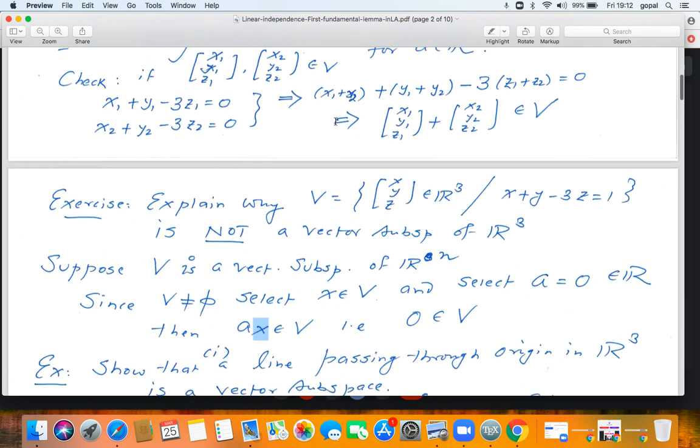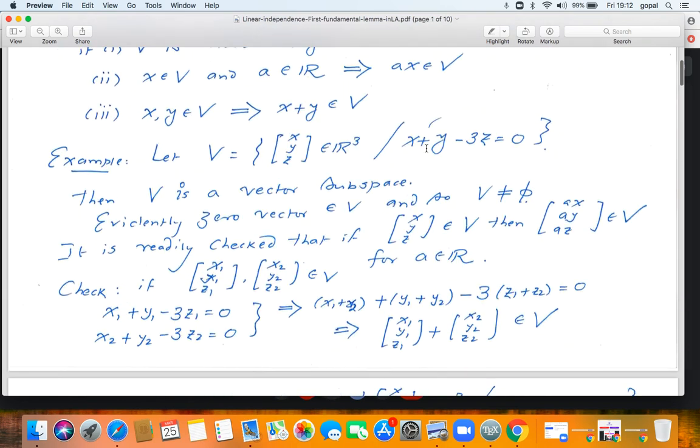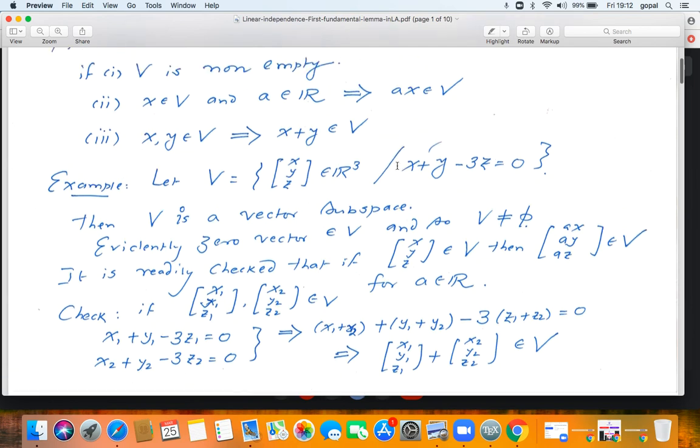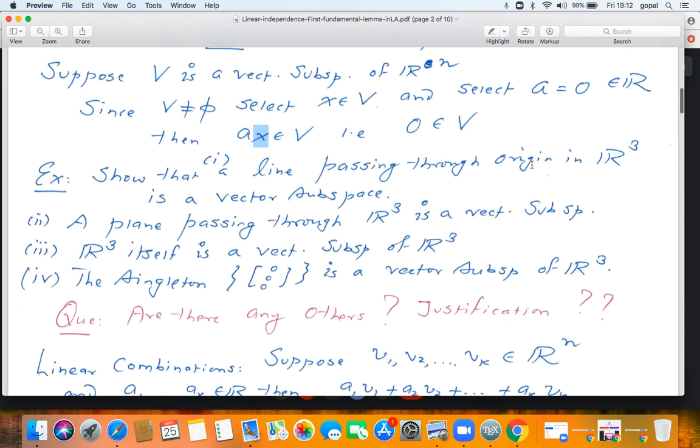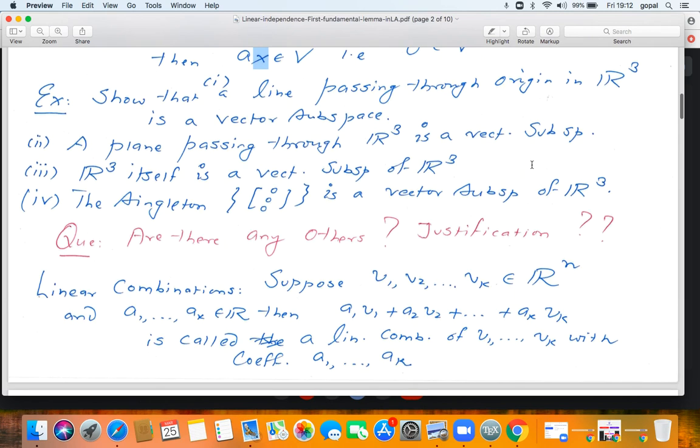You would have probably guessed there is nothing sacred about this 1, 1, and minus 3. I could have taken any other plane. I could have taken 5x plus y minus 3z equal to 0. I could have taken 7x minus 2y plus 3z equal to 0. I could have taken any plane. I can change these numbers. I can change this coefficient. I can take alpha x plus beta y plus gamma z equal to 0. And you would have guessed that. So a plane passing through the origin in R3 is a vector subspace.